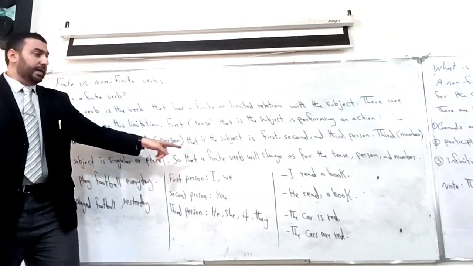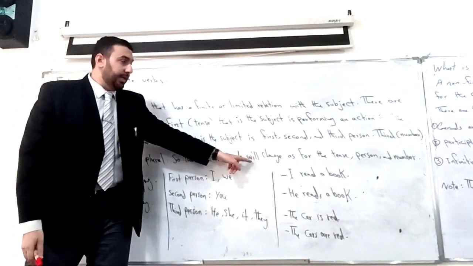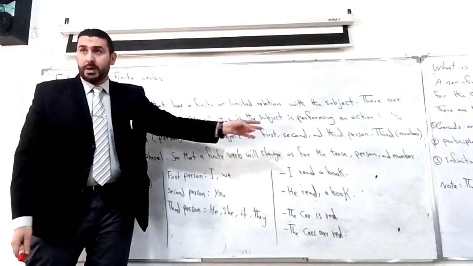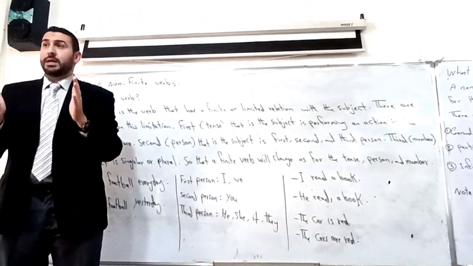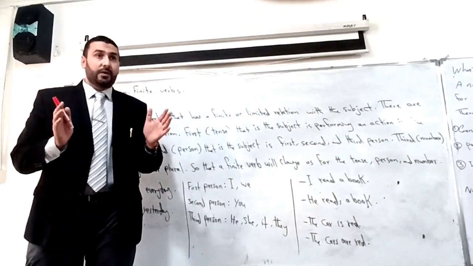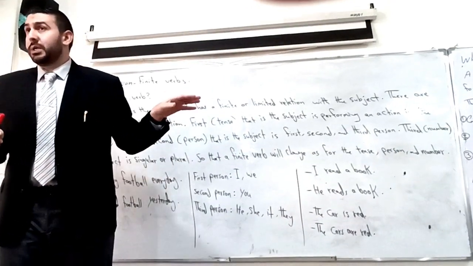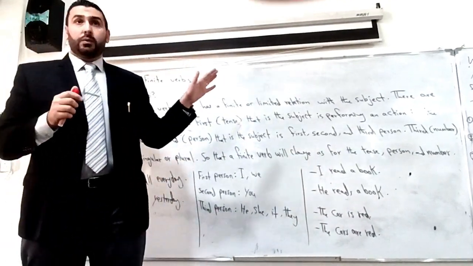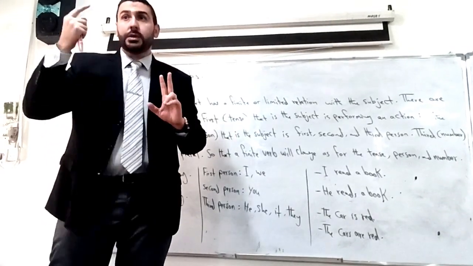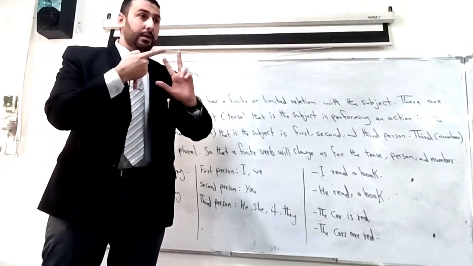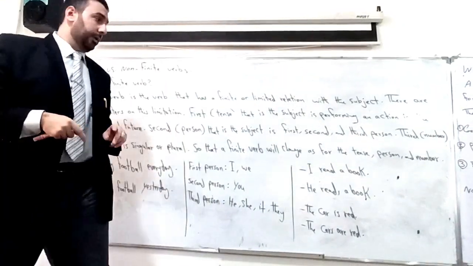So a finite verb will change as for the tense, person, and number. So when we use a finite verb, the finite verb is affected by these three parameters, which are the tense, person, and number. Put it in mind. Tense, person, and number. Very nice.